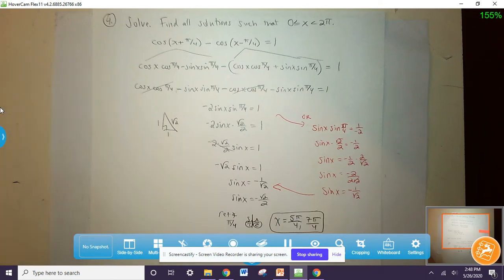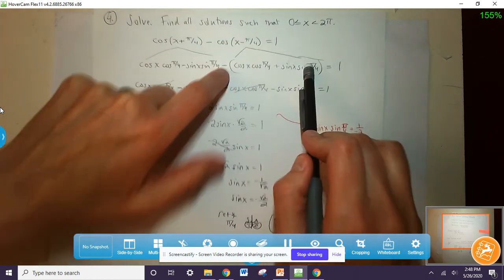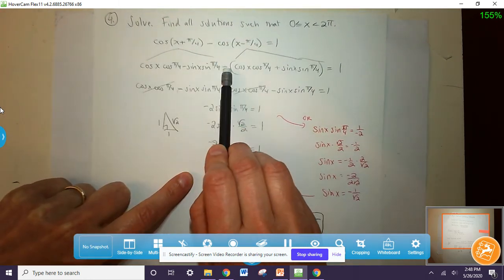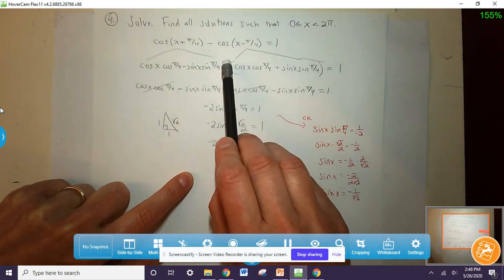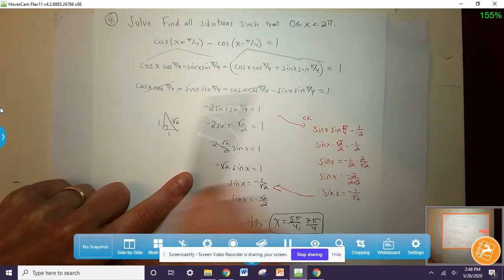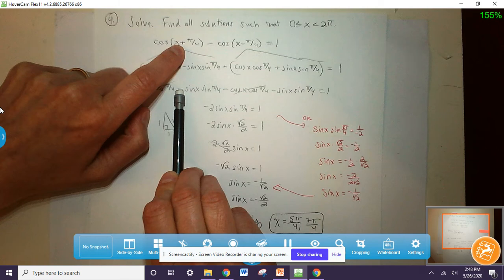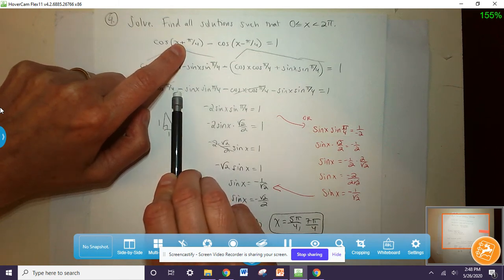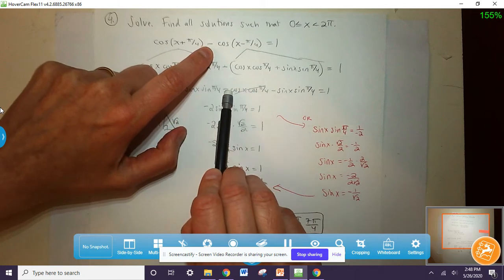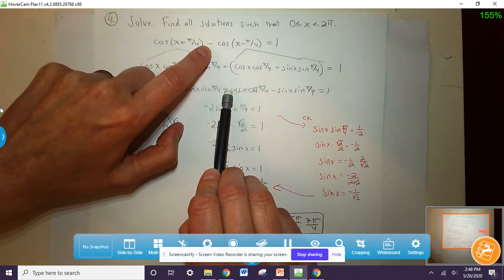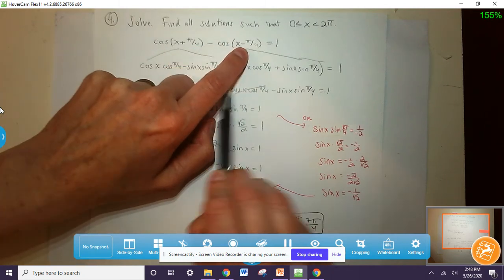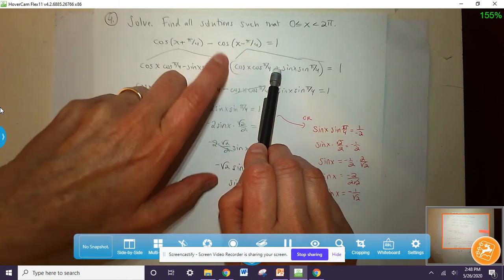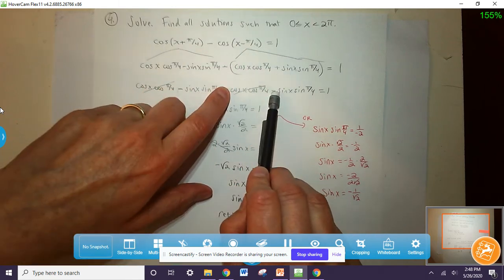Here's my solution for number 4. So I expanded. Since this is a minus, I used parentheses here and then distributed the minus. So this should be a minus from the formula. See, that's a plus there. So for cosine, it's a minus in the formula. This minus is between the two original terms. When you expand this one, you get a plus. But because you distribute that negative, you end up with minus.